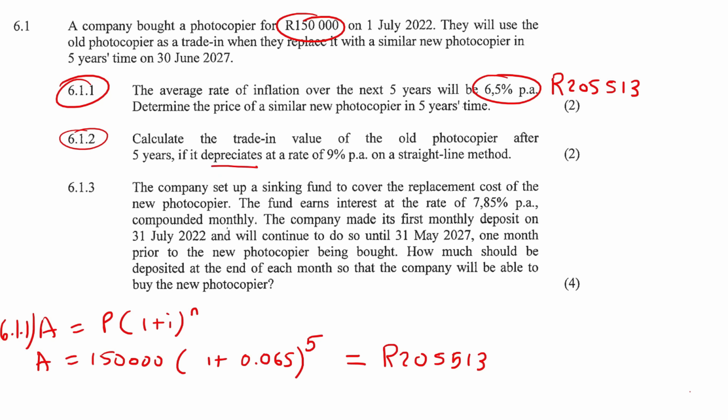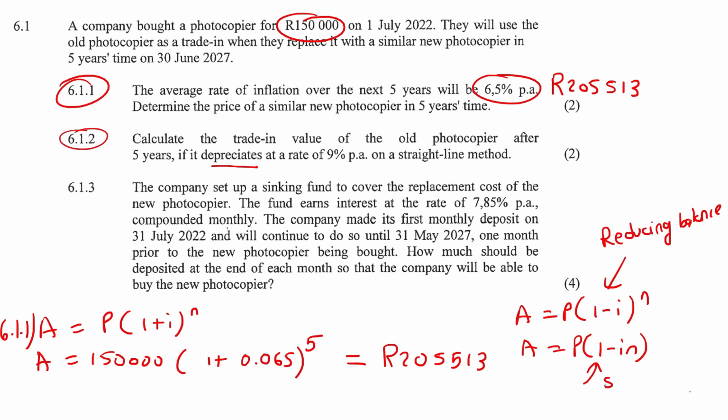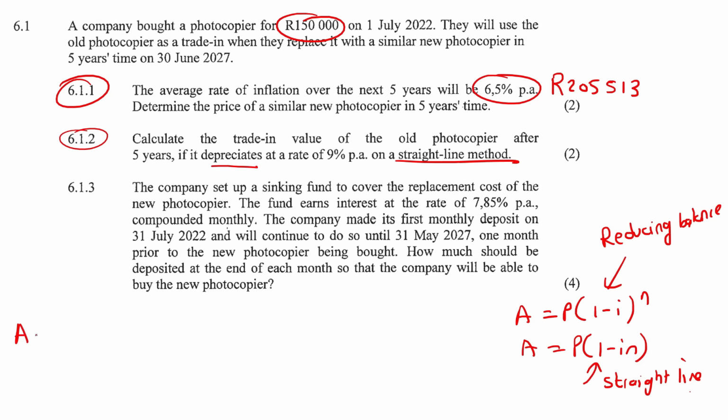This one says, calculate the trade-in value of the old photocopier if it depreciates. Now, depreciation could use two different formulas. Could use this one. Notice how it uses a negative because it's depreciation. Or it could use this one. Now, this one at the top is called reducing balance, whereas this one is called straight line. Now, here they've said straight line. Okay, so we're going to go A equals P(1 minus in).